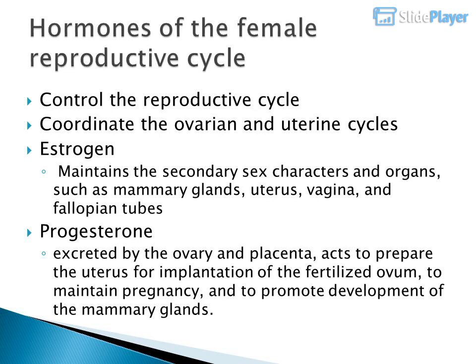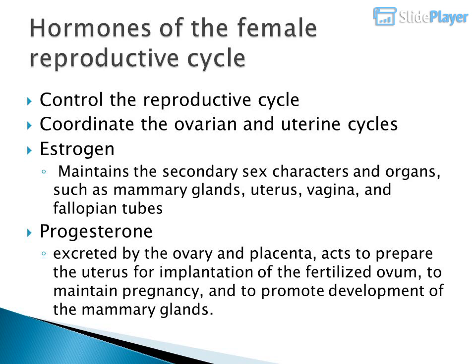Hormones of the female reproductive cycle. They control the reproductive cycle and coordinate the ovarian and uterine cycles. Estrogen maintains the secondary sex characters and organs, such as mammary glands, uterus, vagina, and fallopian tubes.